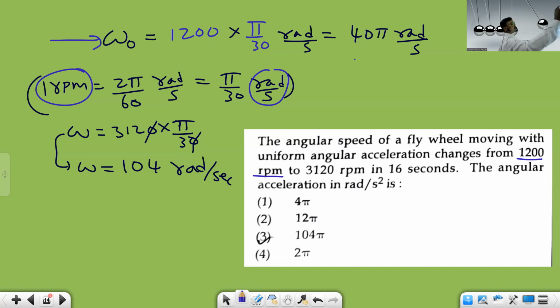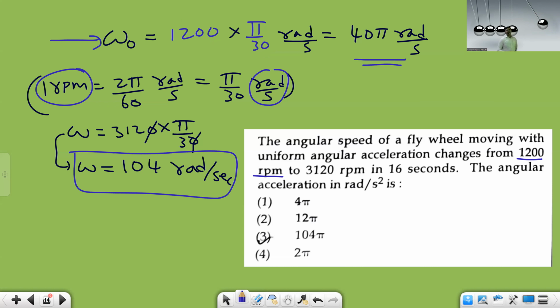So I got 40 pi radian per second. Next I got 3120 into pi by 30. I got omega as 104 pi radian per second. They are asking simply angular acceleration. Time they mentioned as 16 seconds. This is about time. Time is equal to 16 seconds.